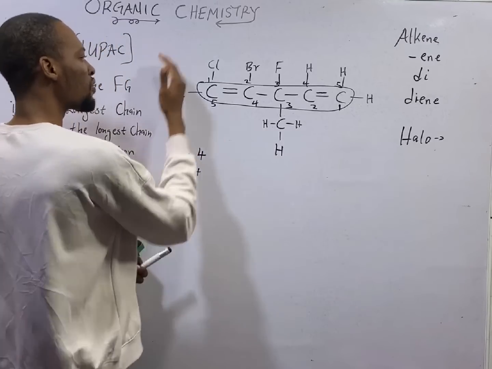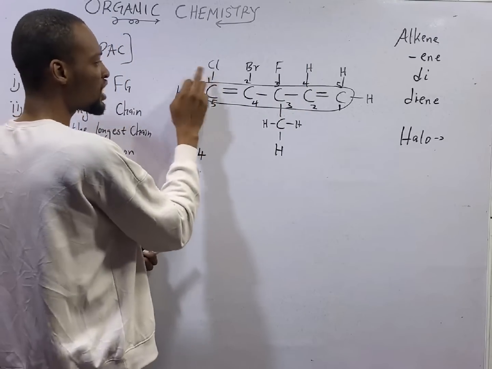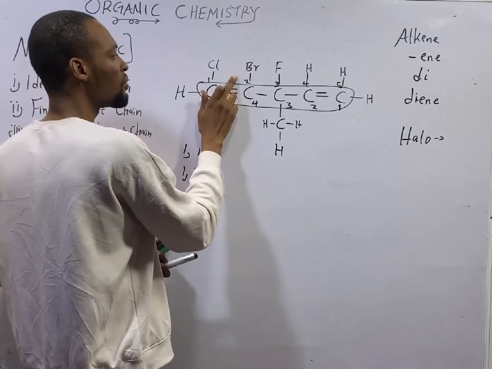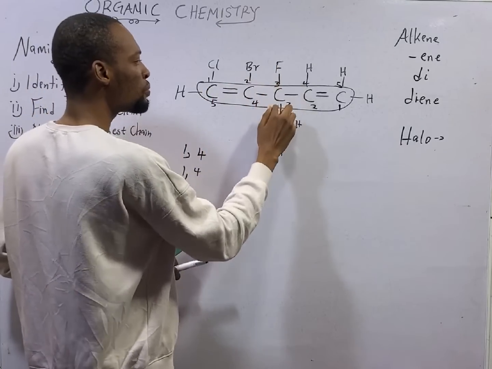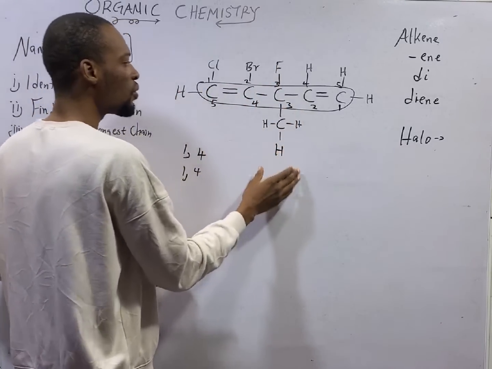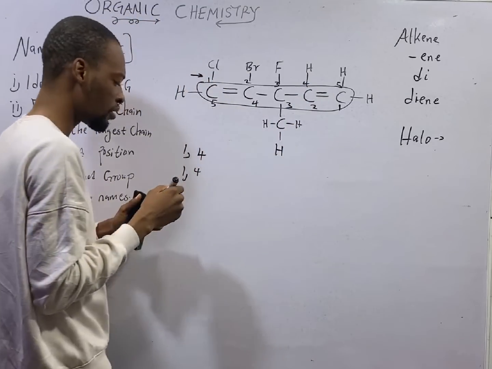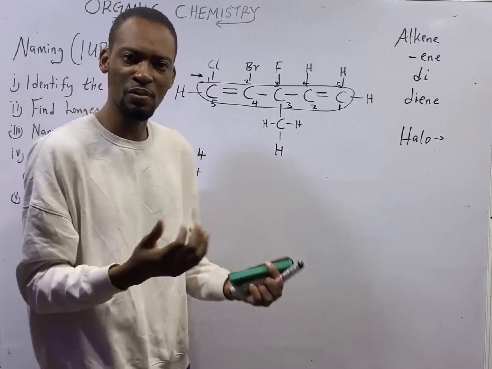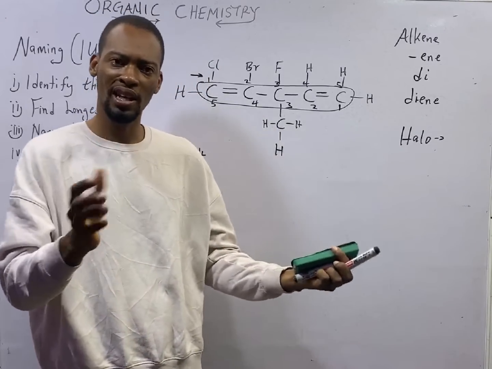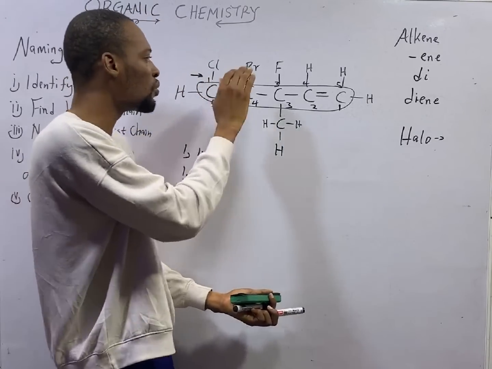If you start numbering from this side, the first attachment will be on carbon 1, second on carbon 2, and third on carbon 3. Even this methyl group is on carbon 3. So, going this way will give the branches or attachments the smaller numbers. We therefore need to go this way.